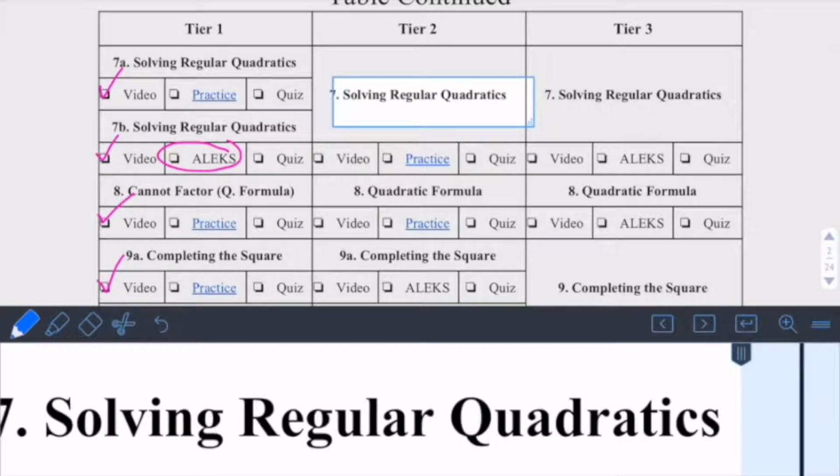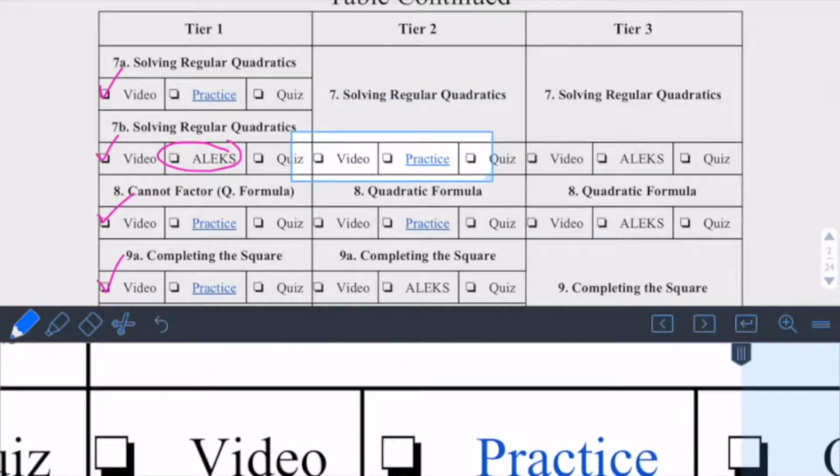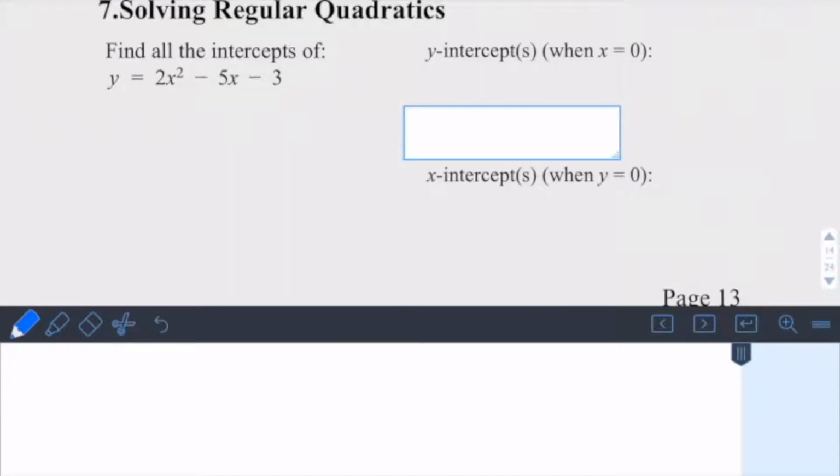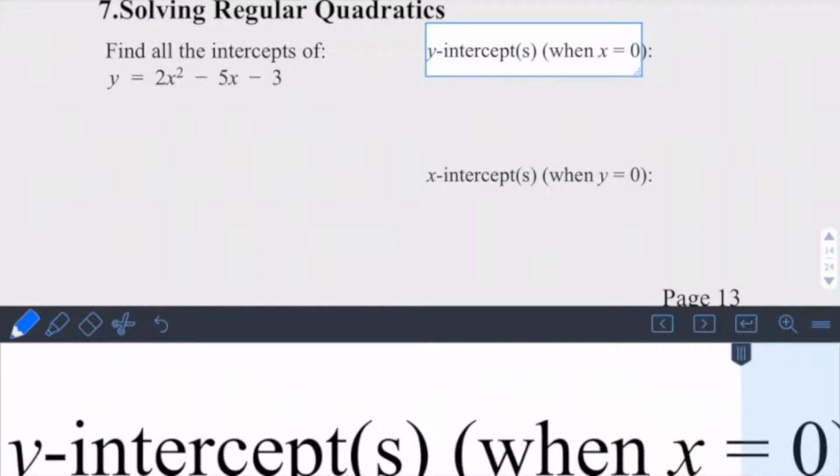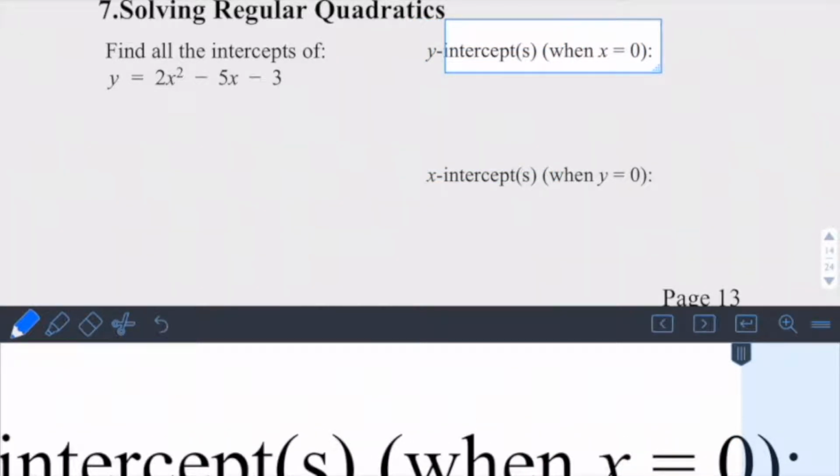This is lesson 7, solving regular quadratics. So it says find all the intercepts. So that means y-intercepts and x-intercepts. For our y-intercepts, it's going to be pretty easy, where x equals 0.